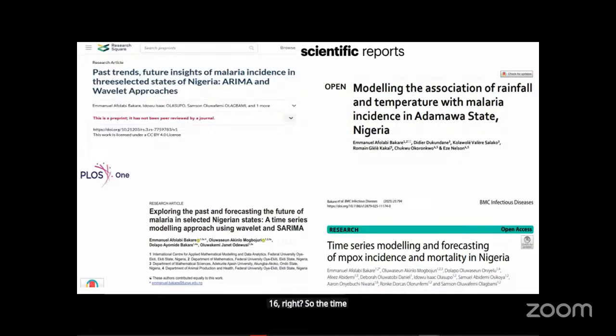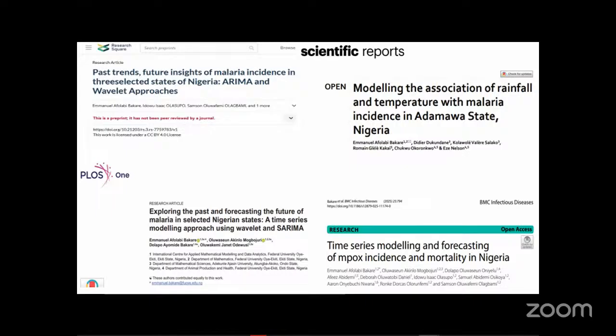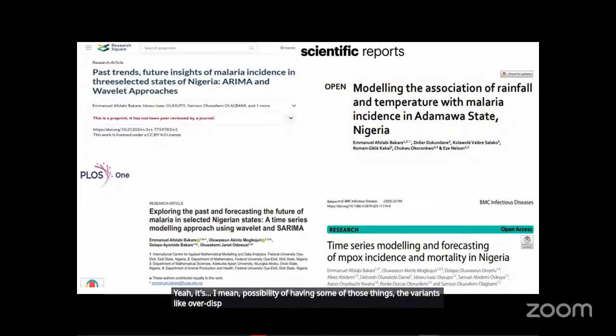Yeah, so the time series data is temporal, because it's talking about the time trends, right? And then the space is the location: Lagos State, Ogun State, Ekiti State, all of that. Now, in such data, that's longitudinal. So you find out there is the possibility of having some of those things, the variance, like the overdispersion that you were talking about. I mean, it's very possible.